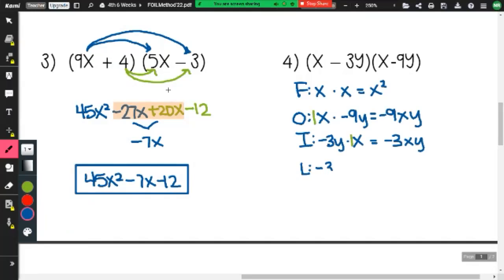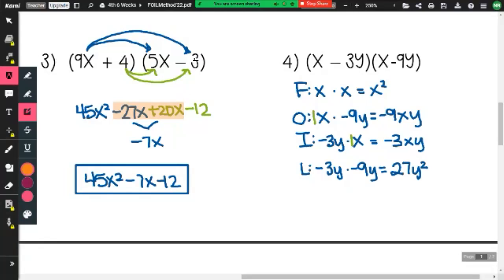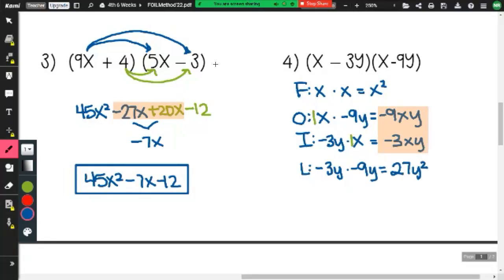Last, we have negative 3y times negative 9y. Multiply. Negative 3 times negative 9, positive 27. Y times y, y squared. As always, you can combine the middle two. Negative 9 plus negative 3, or negative 9 minus 3 gives us negative 12xy. Put it all together, x squared minus 12xy plus 27y squared.